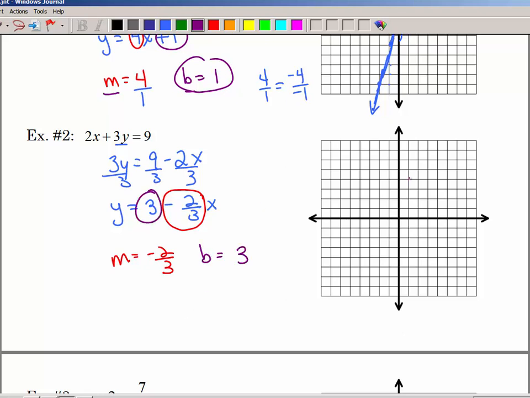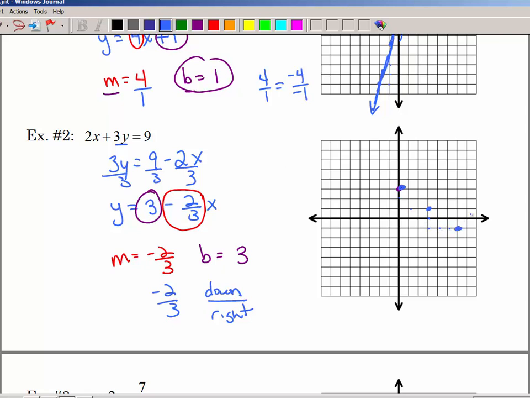So we have b that goes on the y-axis, which is right there, and then from b we have -2 over 3. So that means I'm going to go down and then I'm going to go to the right. So down 2 and to the right, 1, 2, 3. Do it again. Down 2 and to the right, 1, 2, 3.